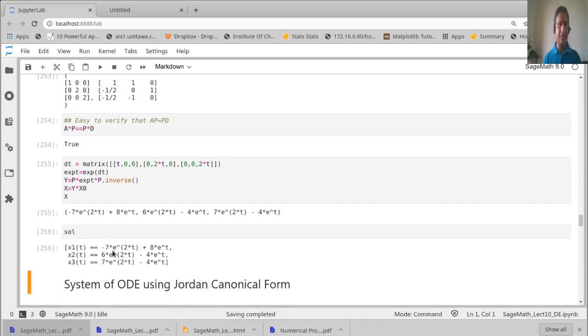So you can see here the first coordinate is minus 7 e to the power t plus 8 e to the power t, and that is same here. So the two ways in which we have solved: one is using inbuilt facilities, and the other one using diagonalization.